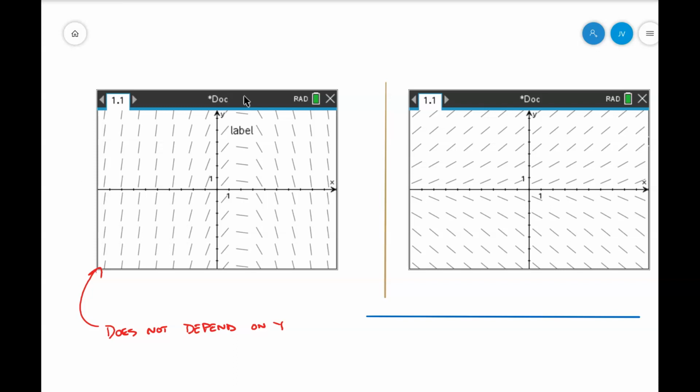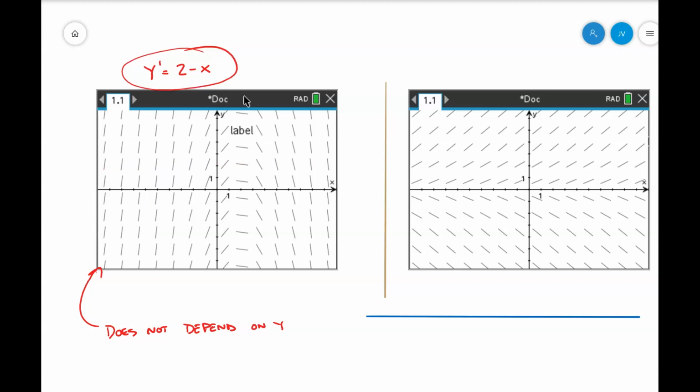In fact, this one is for y prime equals 2 minus x. So that's just to indicate what a slope field will look like if it depends only on x. You will see no change as you scan up and down vertical columns, but you will see a change as you scan left to right horizontally. Okay, now let's look at the second graph.